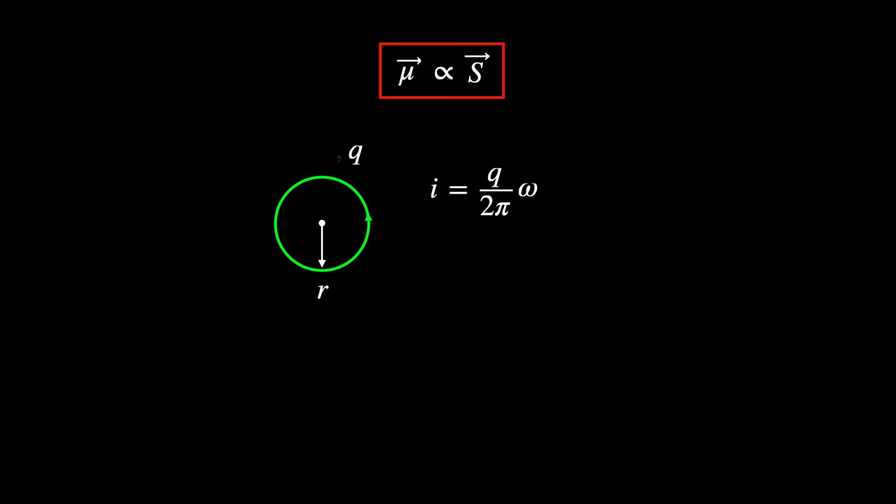If we assume that the mass of the particle is also spread uniformly across the loop, then the magnitude of its internal angular momentum, which is its spin, is just m times the circulation velocity times the perpendicular distance to the loop's center, r. From classical electrodynamics, the magnetic moment of a current loop is defined by the current times the area enclosed by the loop.